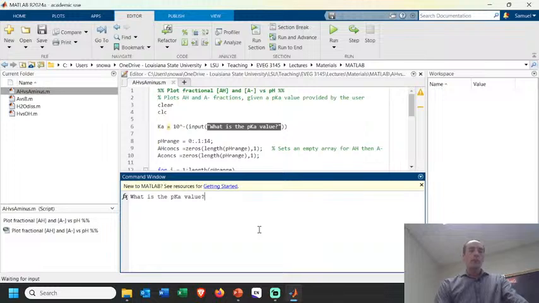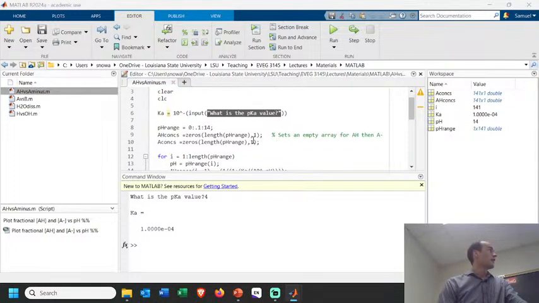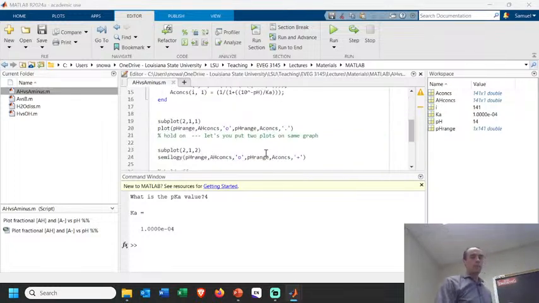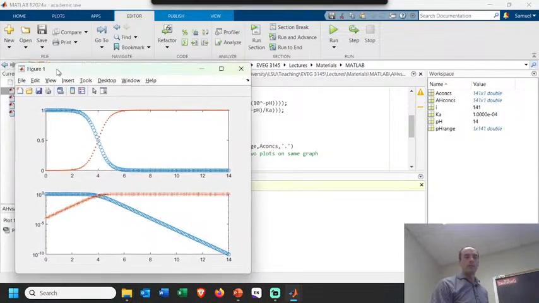So what is the pKa value? What do you want it to be? 4. All right, we've got 4. I hit enter. So Ka then is 1 times 10 to the minus 4, kind of obviously. Then it's going to do some calculations. Basically, you can think of it as setting up a few Excel columns of the HA and the A minus versus pH. And then it's going to plot them. It's already done so, but it has put it on my screen instead of yours.